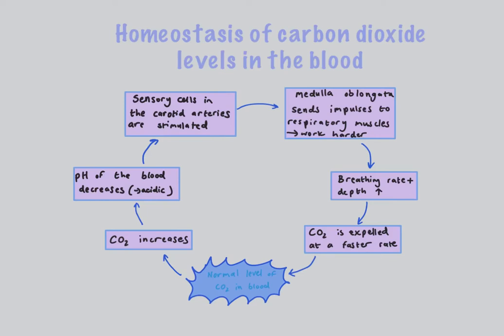So when we're looking at homeostasis of carbon dioxide levels in the blood, there's no such thing as having too little carbon dioxide in the blood. Ideally, your body wants no carbon dioxide, but that's not possible because every single cell of yours is always respiring and producing carbon dioxide. So instead of having a zero amount, there's just a lower amount which is ideal.